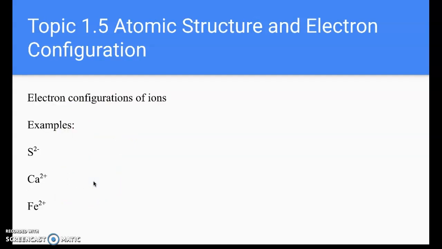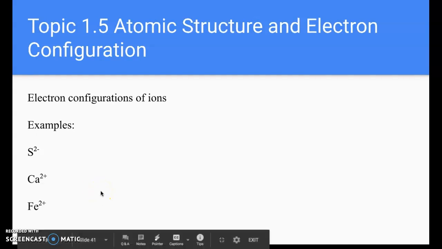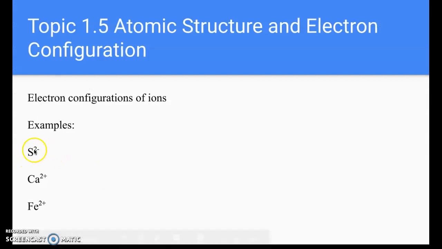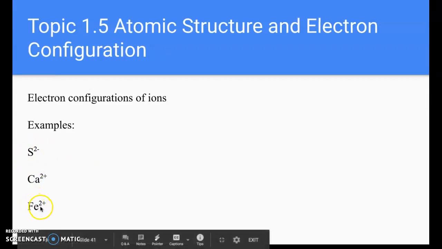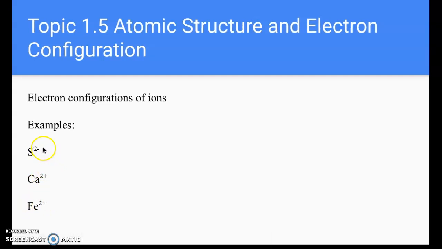Okay, and then you also want to be able to do electron configurations of ions. So I have a few examples here: the sulfide ion, the calcium ion, and the iron positive 2 ion. So with ions, if you have a negative ion, that means you've added that many electrons. If it's positive, you've lost that many electrons.